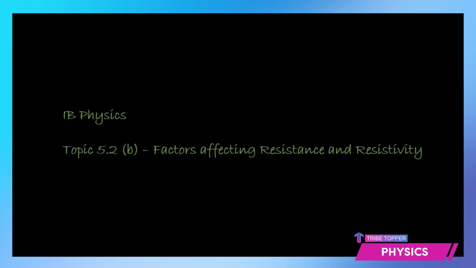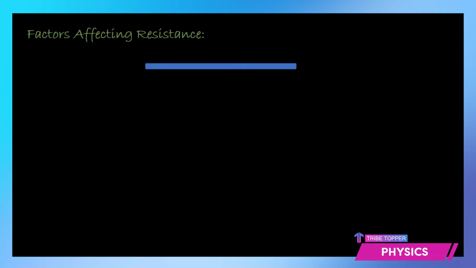In this video session, you are going to learn about factors affecting the resistance and resistivity. So, what can be the factors that affect the resistance of a conductor? Now, we know that electrons flowing through a conductor, the main cause of resistance is the collisions of these electrons with the walls of the conductor.